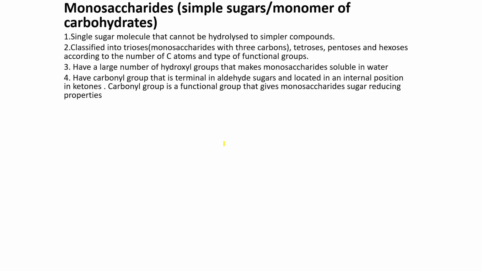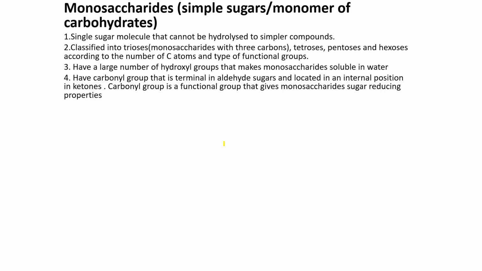Then these monosaccharides have a carbonyl group that is terminal in aldehyde sugars, and located in an internal position in ketones. So meaning, monosaccharides that are known as aldehyde sugars have the position of the carbonyl group at the terminal of the sugar. If the carbonyl group is internal in the monosaccharide, these monosaccharides are grouped as ketones. So we have ketones and aldehyde sugars, which both can be grouped as monosaccharides, right?